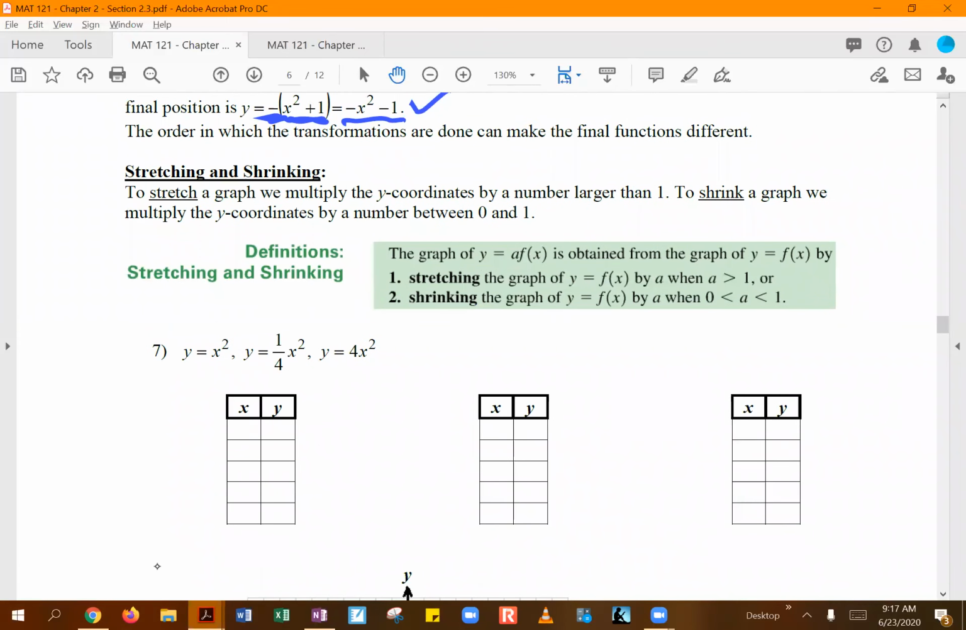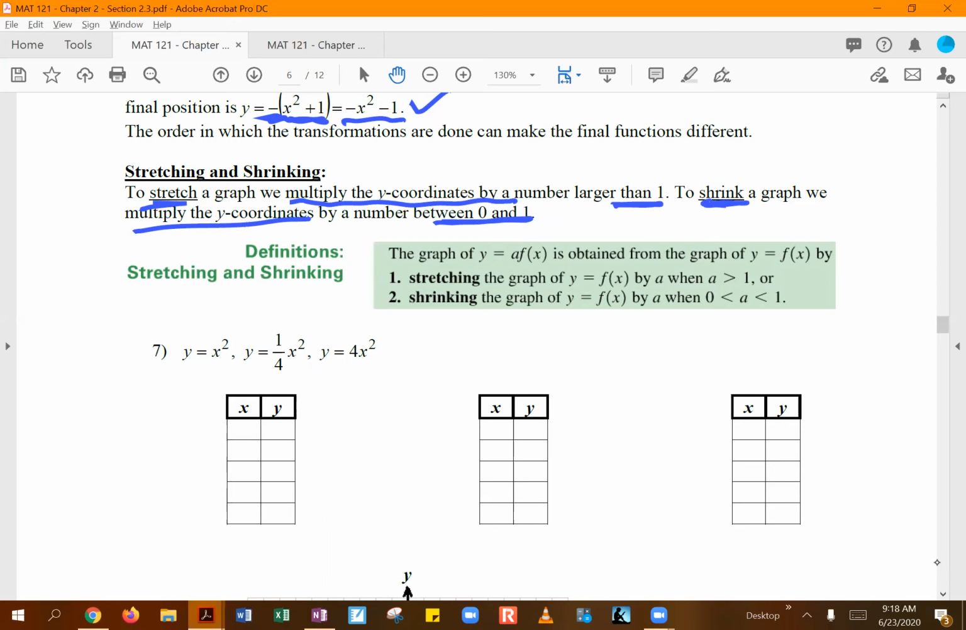Okay, so remember with stretching and shrinking, it actually changes the shape of your graph. So these are what we call the non-rigid transformations. Here they're talking about how to get a stretch, the number that we multiply our y coordinate by has to be a number larger than 1, and that will give us a stretch. For a shrink, if we multiply our y coordinate by a number between 0 and 1, that will shrink our graph.